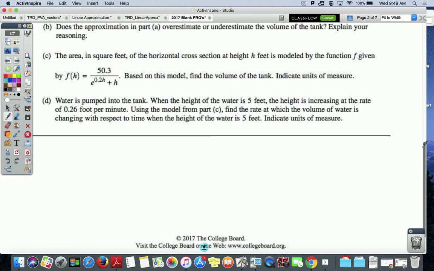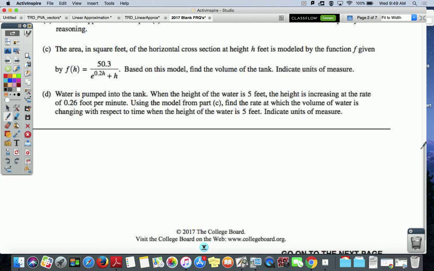But you could still do very well on this question, even if you could not figure out what part D was asking. It says water is pumped into the tank. When the height of the water is 5 feet, the height is increasing at a rate of 0.26 feet per minute. So since it's giving me a rate of change for the height, I'm going to say dH/dt is equal to 0.26 feet per minute.